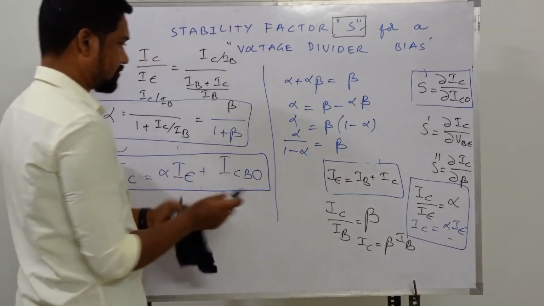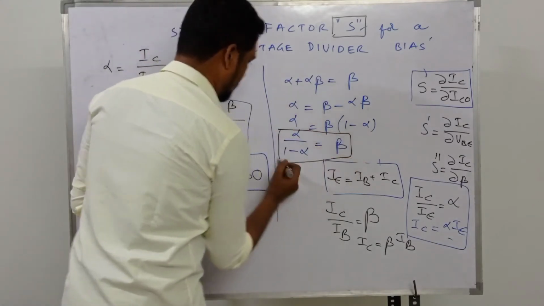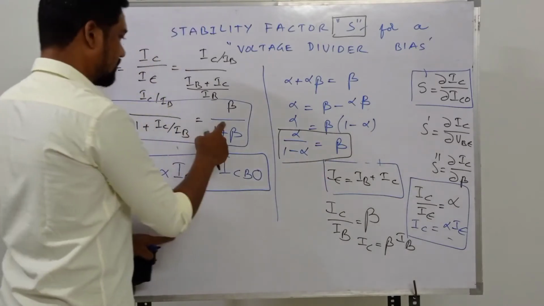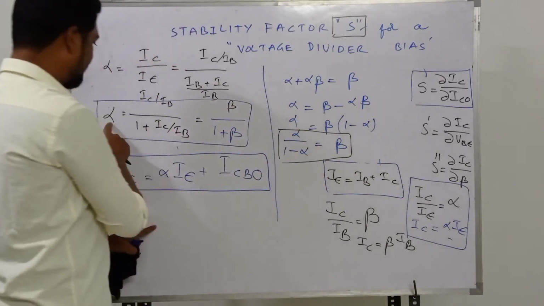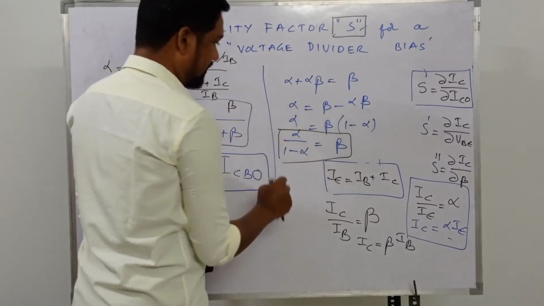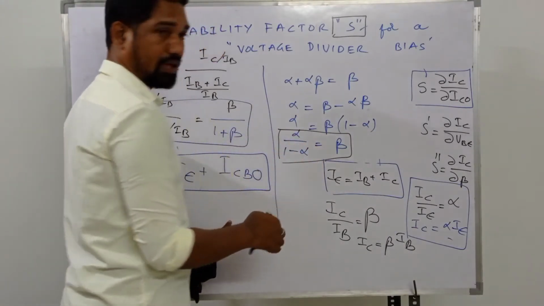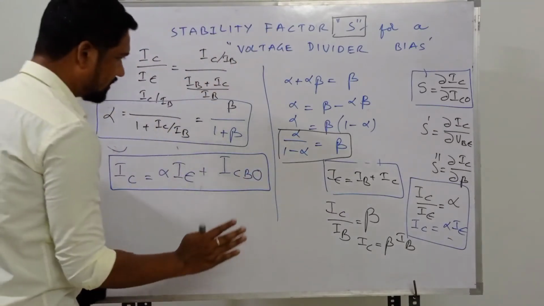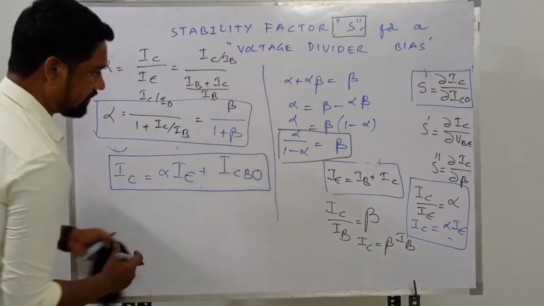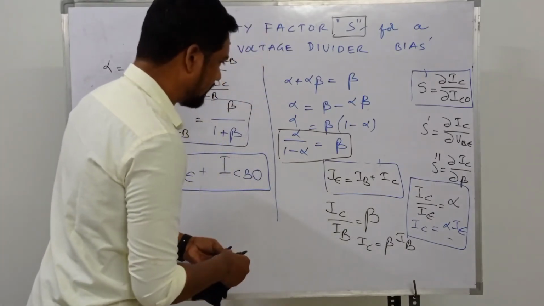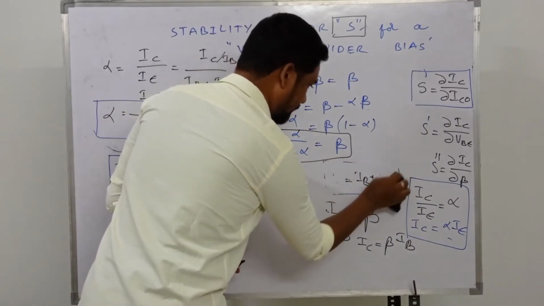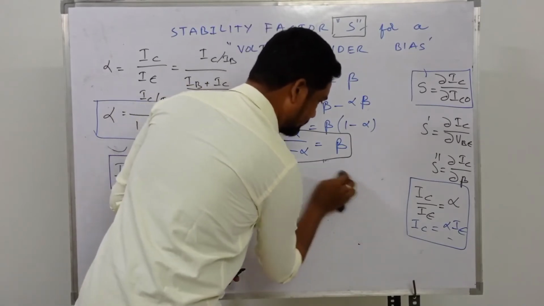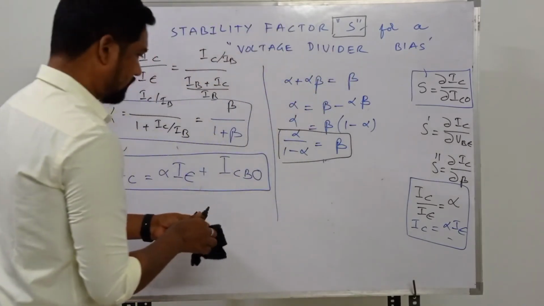Even this is an important relationship. Alpha is equal to beta by 1 plus beta, and beta in terms of alpha: alpha in terms of beta and beta in terms of alpha. Beta is equal to alpha by 1 minus alpha. So guys, we will be in need of plugging in an important relationship. What is that? What did we have for beta? I'm erasing this one. This is the one we will be in need of.